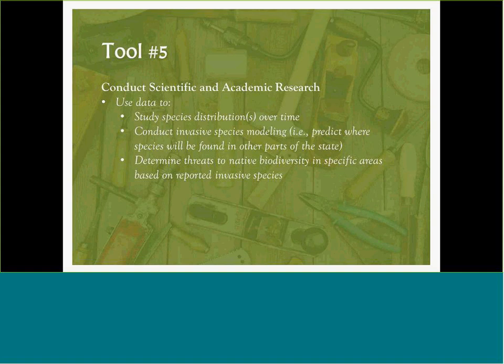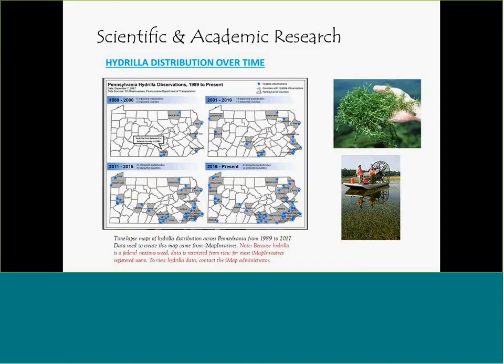You also use information to determine threats to native biodiversity in specific areas based on the reported invasive species according to the data we've already received. So here's an example of species distribution over time, specifically for hydrilla. This map was actually made very recently by one of our staff members here with the Pennsylvania Natural Heritage Program. And it shows, according to data that we have in iMap so far, over time where hydrilla has been found, and it has continued to unfortunately spread across the state.